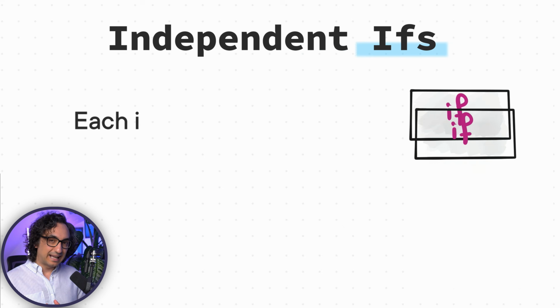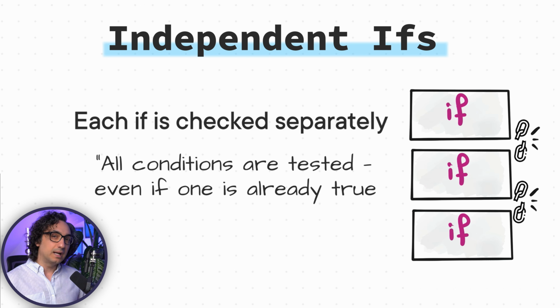Okay, now we have another type or form. We call it the independent if statements. So they are like separated checks that are going to be evaluated one by one, and they don't have any dependency between them. So let's see what this means.